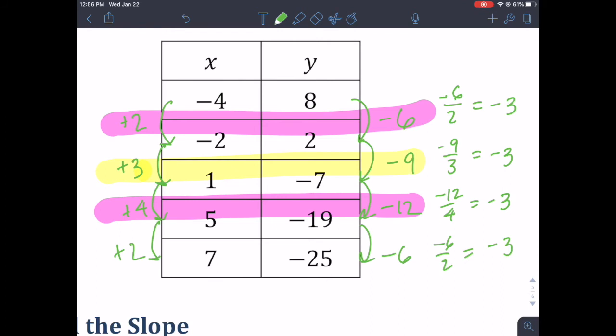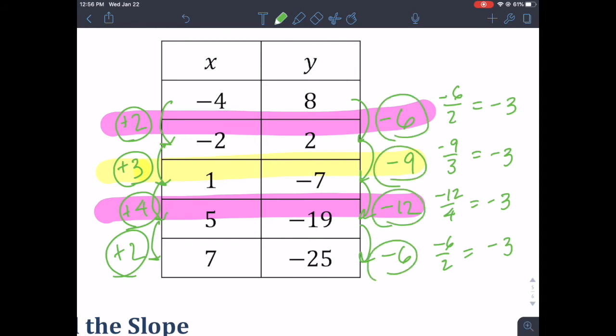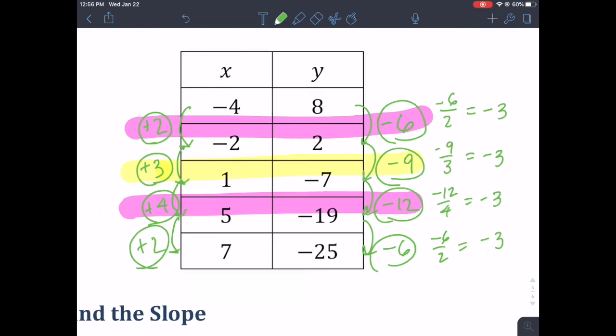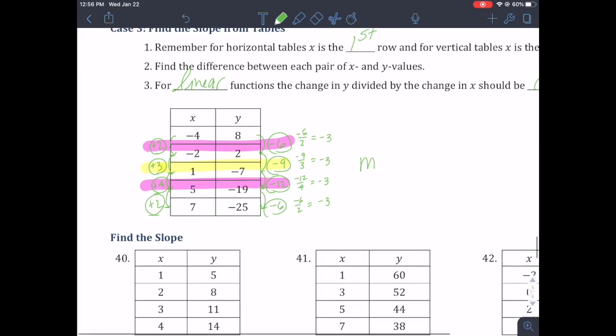So even though from row to row we had different changes, when we compare them to the y values, the change was constant. It was always changing down 3 for every x that it changed. So this is a constant rate, so the slope here is negative 3. You need to be getting the same slope every time.